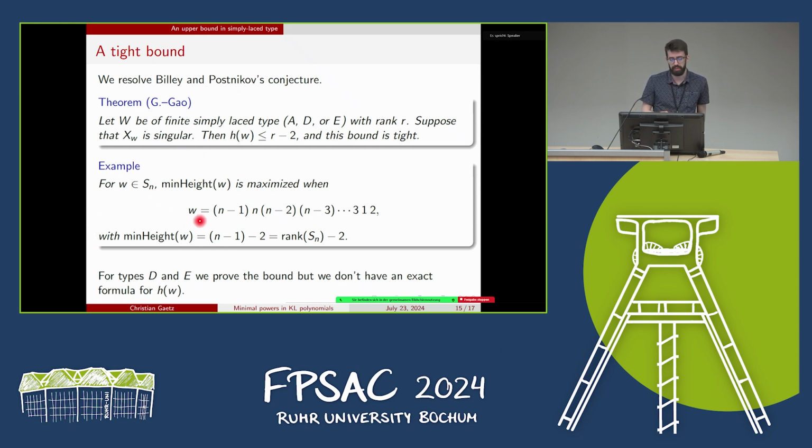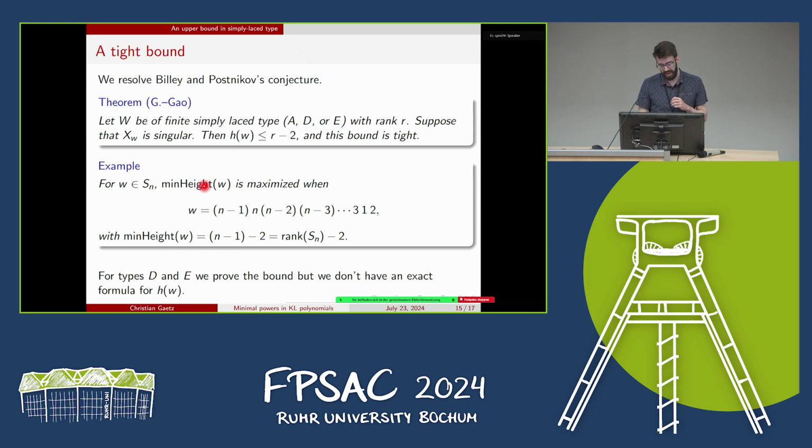Let's think about how we could maximize min height of W and therefore maximize H of W in the symmetric group. Well, if I've got a 3, 4, 1, 2 pattern, the role of the 3 cannot be played by anything larger than n minus 1, because there must be some larger number playing the role of the 4. And similarly, the 2 cannot have its part played by anything smaller than 2.